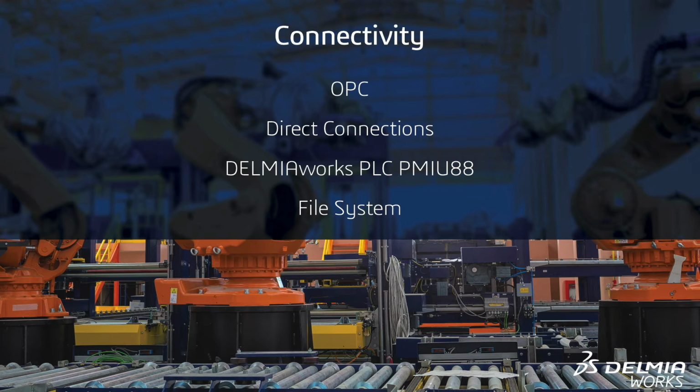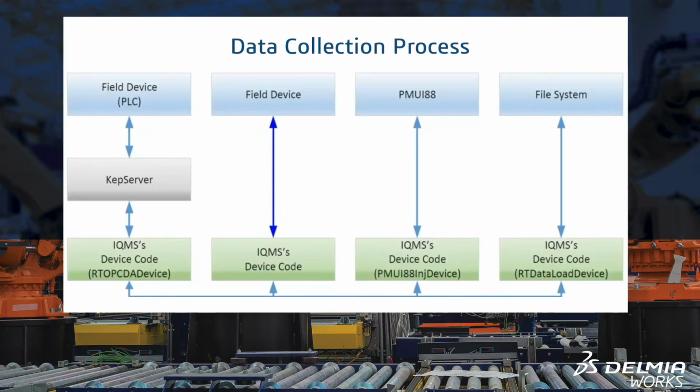The fourth method is using a file system. Many industrial systems export data to files. In these scenarios, DELMIAworks can import the mapped file content into real-time process monitoring on a time interval, or after file directory activity. Here is a visual mapping of the data collection process. Now, let's take a look at how real-time process monitoring looks in DELMIAworks.